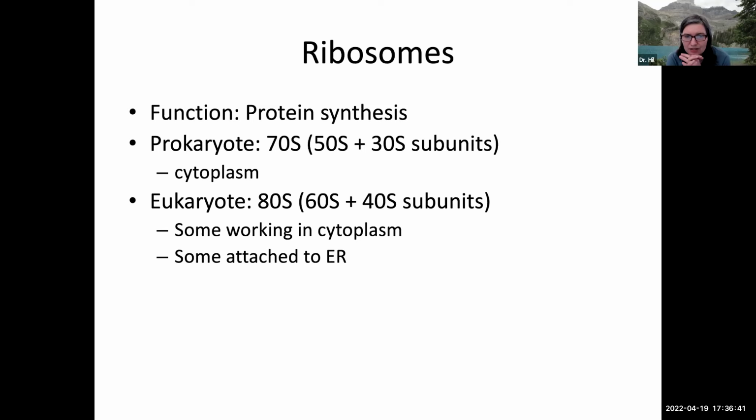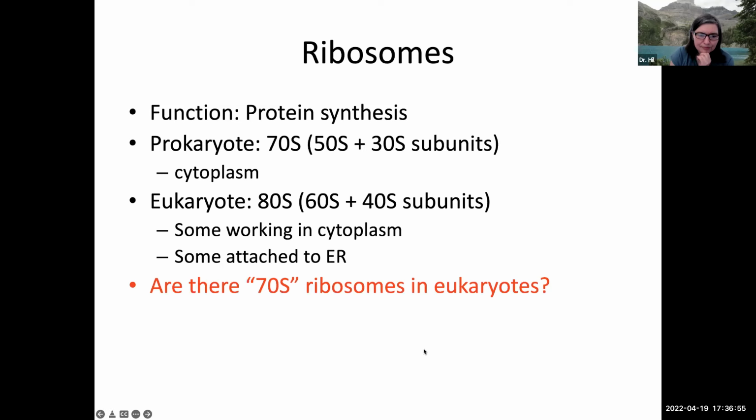There's another difference in where these ribosomes are found. In prokaryotes, there's only one place for ribosomes to be, in the cytoplasm. But in eukaryotes, they can be in the cytoplasm or they can be attached to the rough ER. Question. Are there any 70S ribosomes in eukaryotic cells? Think carefully and answer.